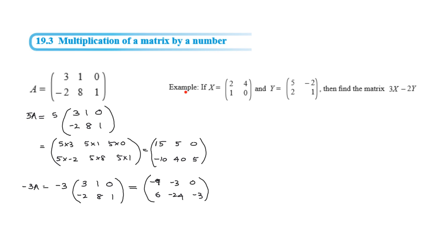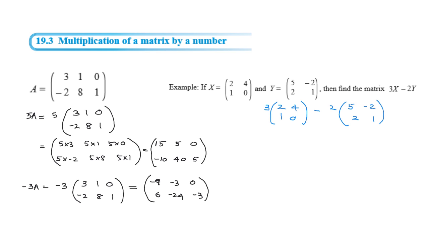Look at another example here. If x equal 2, 4, 1, 0 and y equal 5, minus 2, 2, 1, then find the matrix 3x minus 2y. You have to find 3x minus 2y. 3 times x, what you have? 2, 4, 1, 0. Minus 2 times y, 5, minus 2, 2, 1.